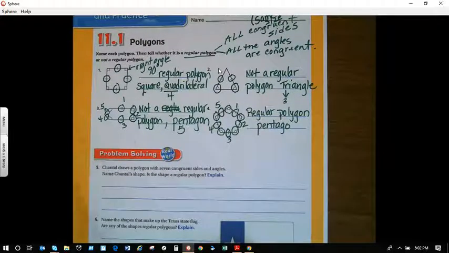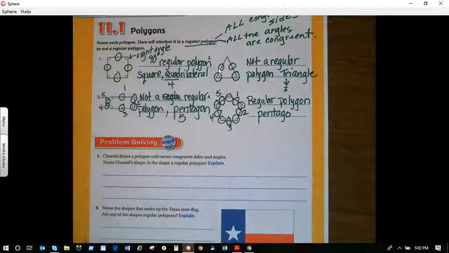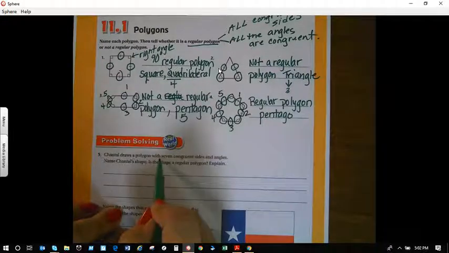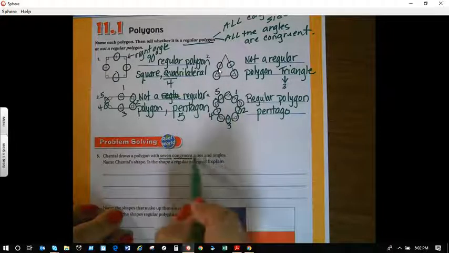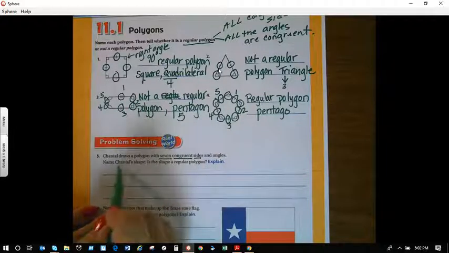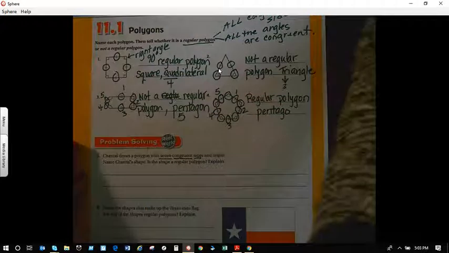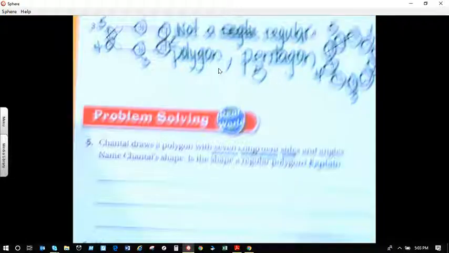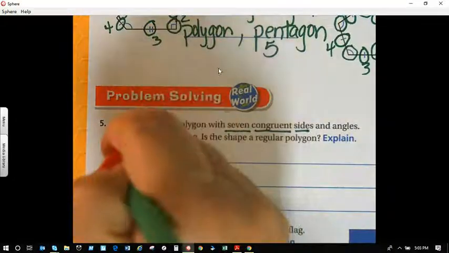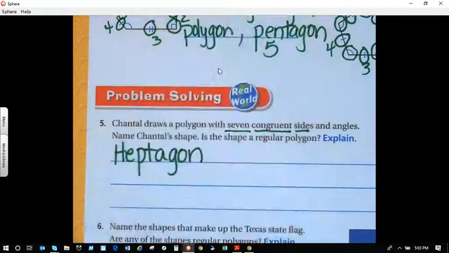All right, so I'm going to do this number 5, and I want you to think about it, because we're going to go over it in class. No, you didn't have to do it because you were doing even numbers, but I just want to make sure that you're understanding. Chantel draws a polygon with 7 congruent sides and angles, which means congruent sides and congruent angles. Name her shape. What is the shape called when it has 7 sides? Yep, you're right. It's called a heptagon. It's a shape with 7 sides.